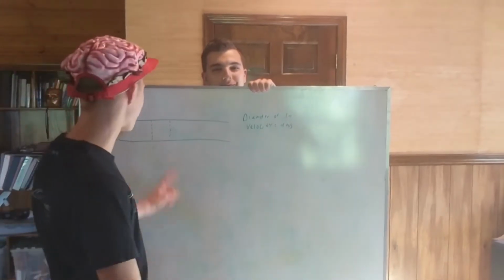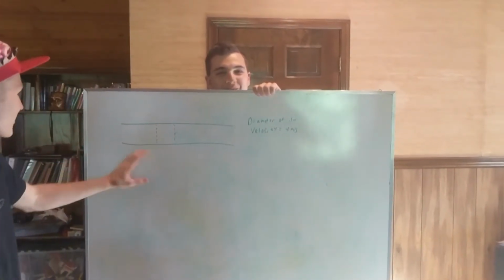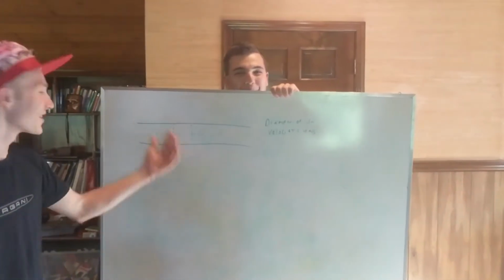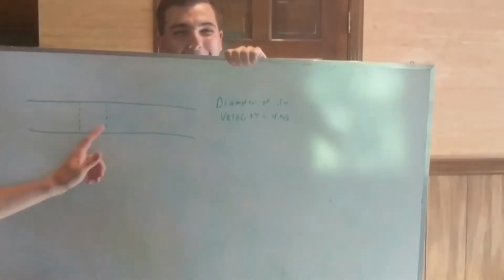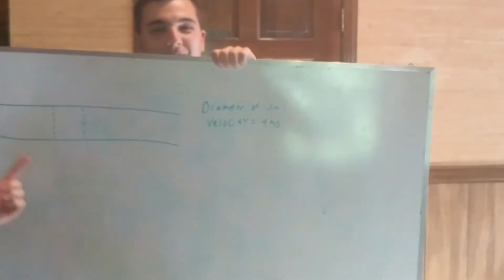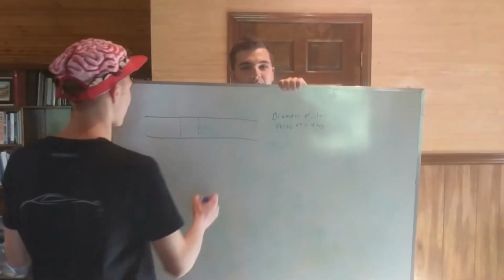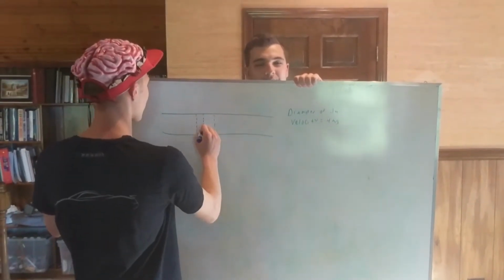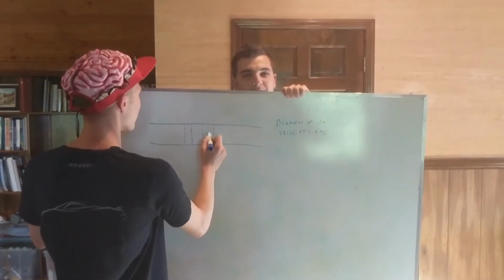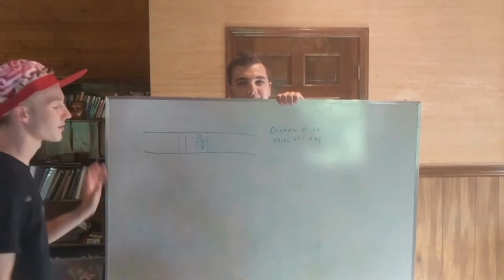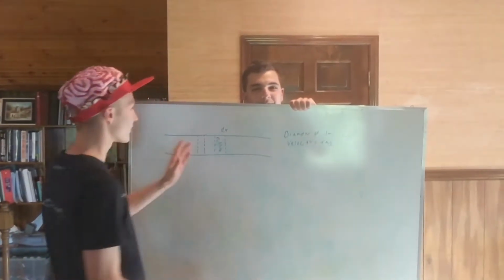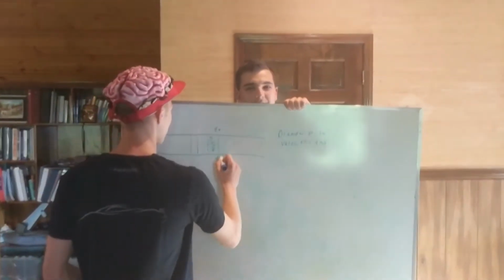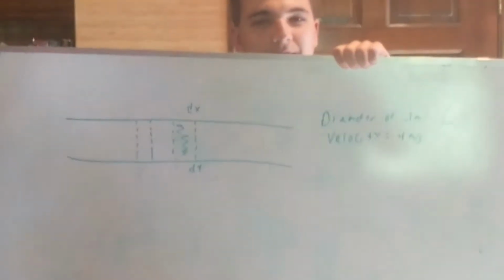Alright, so imagine we have this pipe here, and these dotted lines represent some fluid. Let's say it's Sunny D. Now the diameter of the pipe is 0.1 meters, and the velocity that the Sunny D is flowing through the pipe is 4 meters per second. So let's say some time goes by, and the fluid now flows from here to here. So we got this area right here in which the fluid displaced itself. We can call that dx, the distance that it traveled, and then dt, the time that it traveled.